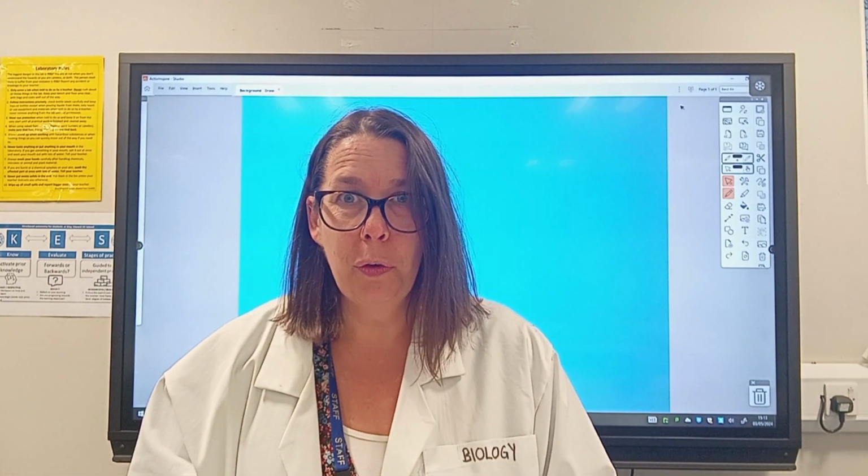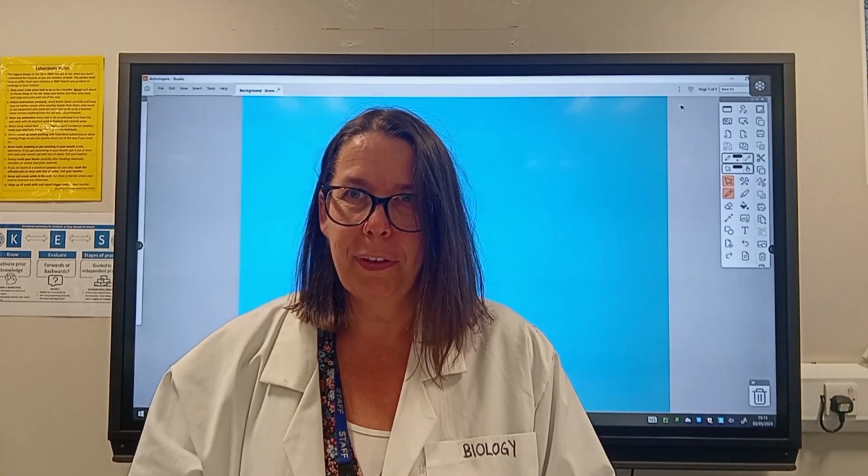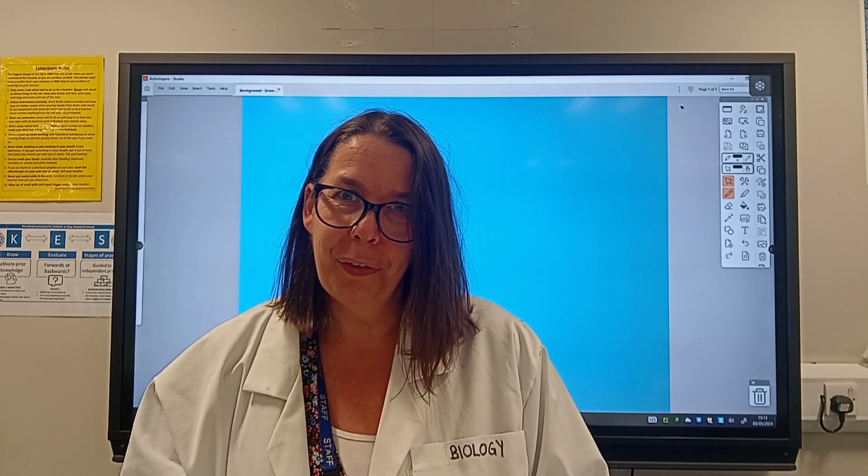Now, this is only relevant if you do triple or separate science GCSE and you're doing the higher level. So it's not on combined or foundation, so it's only triple higher. Because it's only triple higher, as that would suggest, it's a difficult topic. In fact, it's straight down from A level.